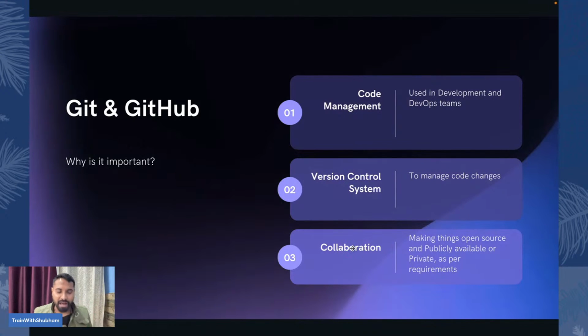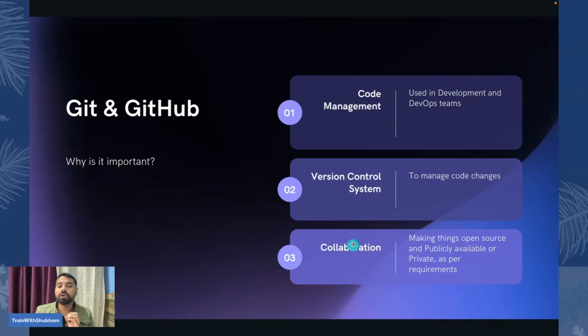Now, think of this scenario: there is a developer who writes beautiful code, and then he wants this code to be deployed somewhere. Now, how will he deploy this code? He will need some kind of DevOps engineer to do that. And where will he keep the code? He will keep the code on GitHub or GitLab or Bitbucket. And that's why a DevOps engineer should know Git and GitHub. It is very important for code management.